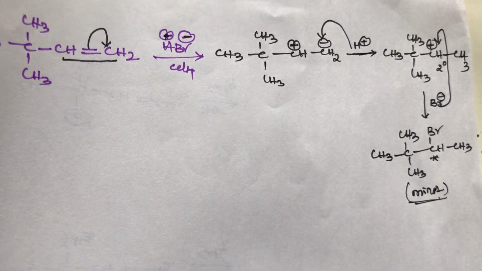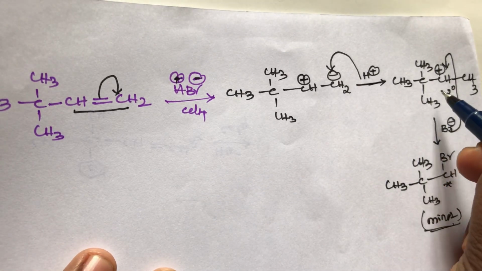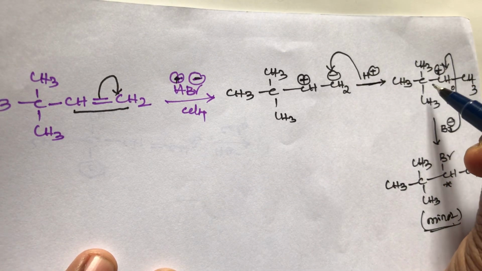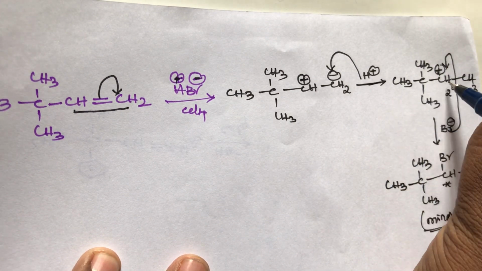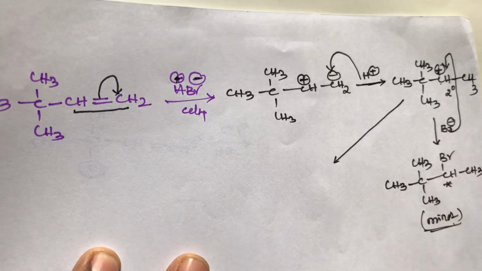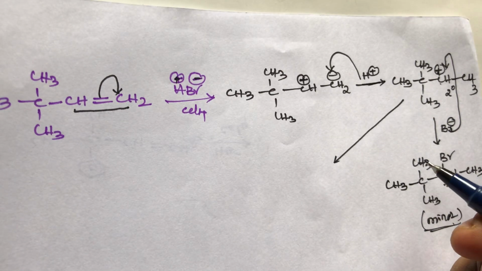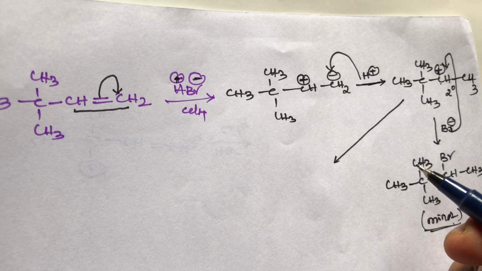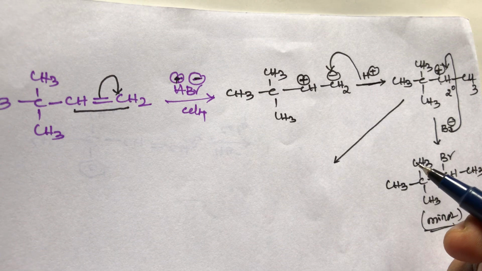What about the major product here, student? Here a secondary carbocation is there. This secondary carbocation wants to become tertiary. What is the purpose? The shifting or rearrangement of positive charge, for the purpose of stabilization.